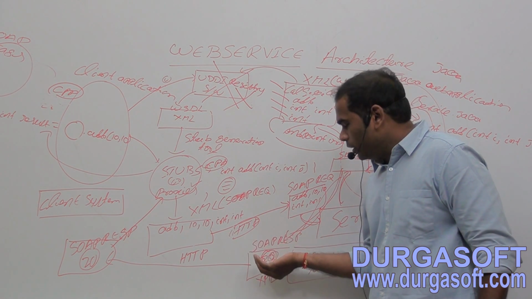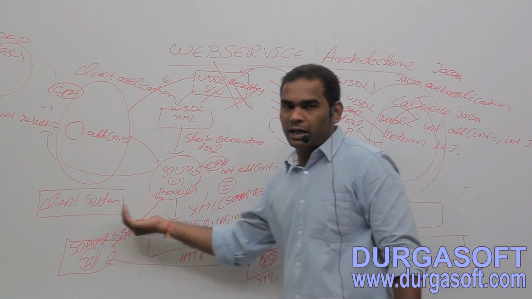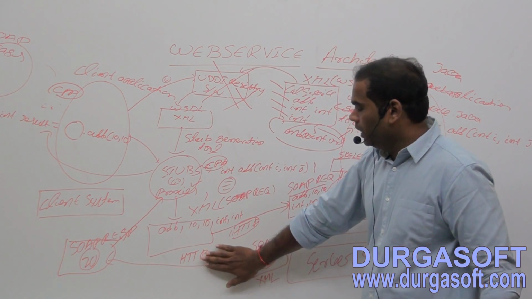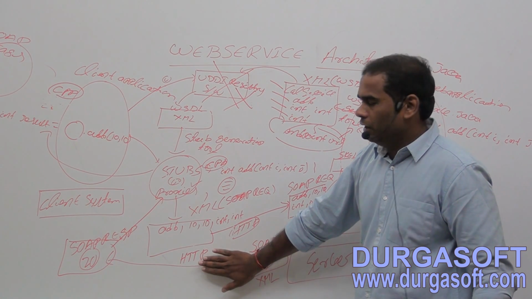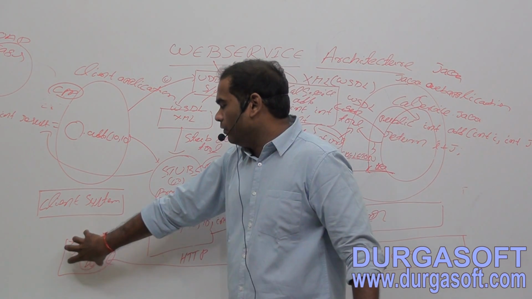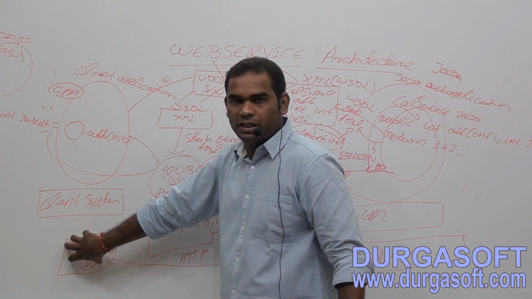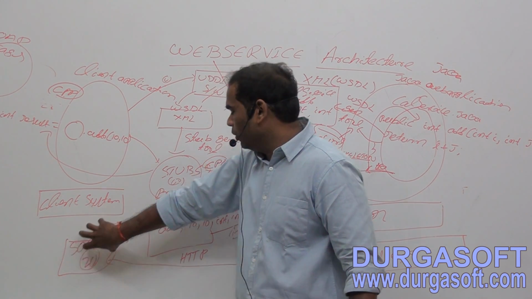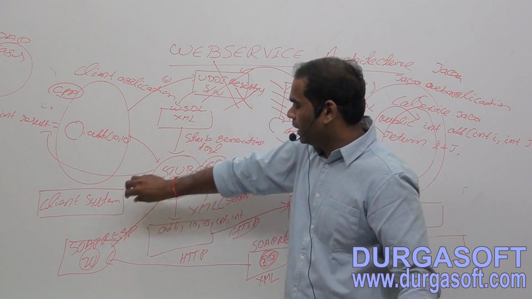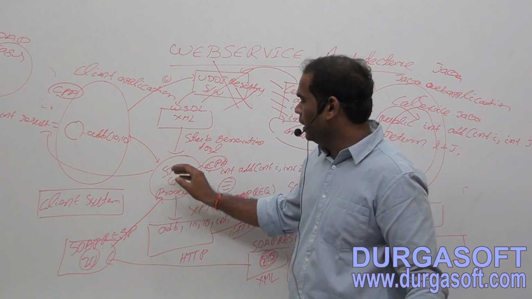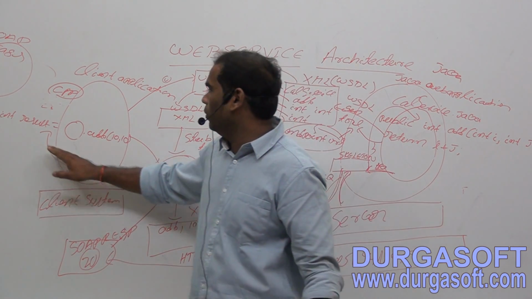Now this SOAP response will move from the service to the client location. Who will do that job? Again, HTTP protocol will do that job. Now we have this SOAP response at the client location. This SOAP response will be handed over to the stub. The stub will get the return value from this SOAP response.